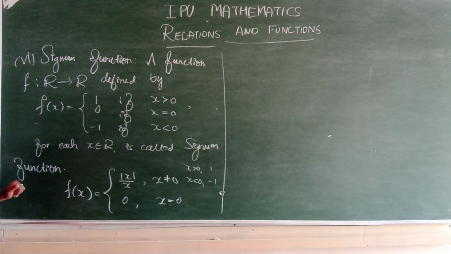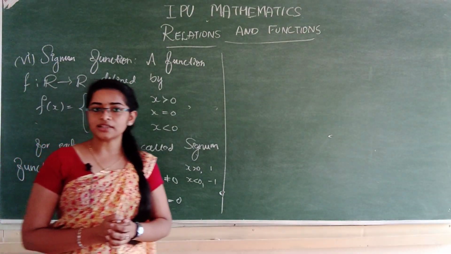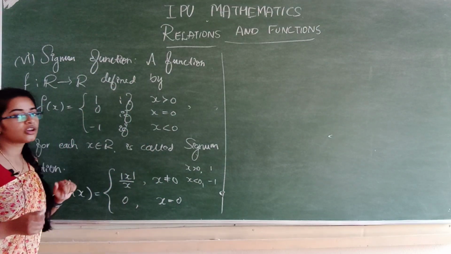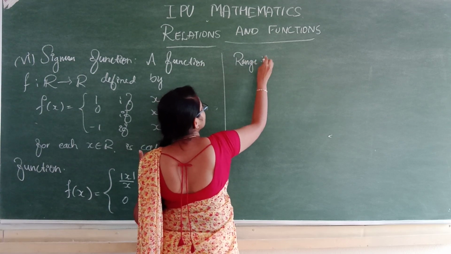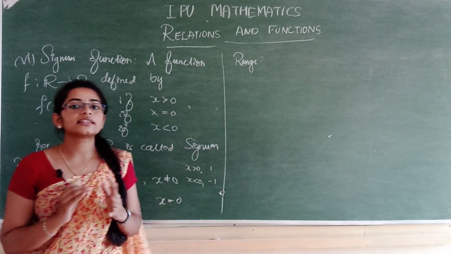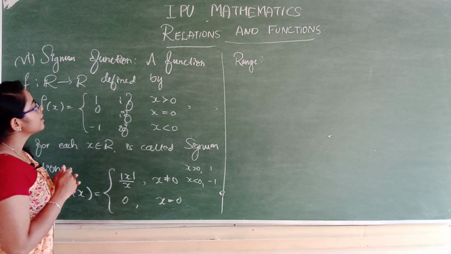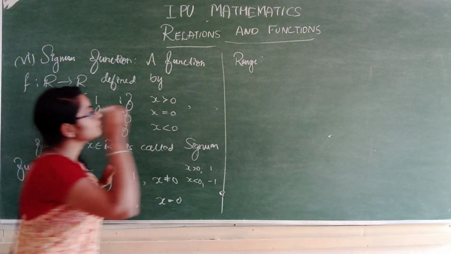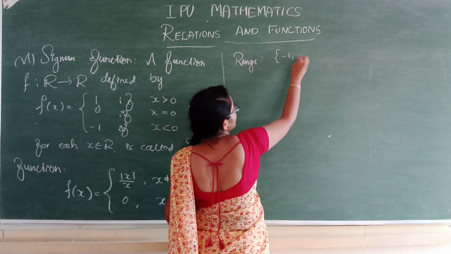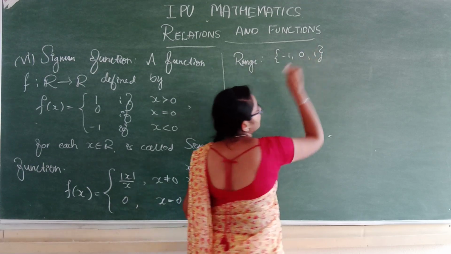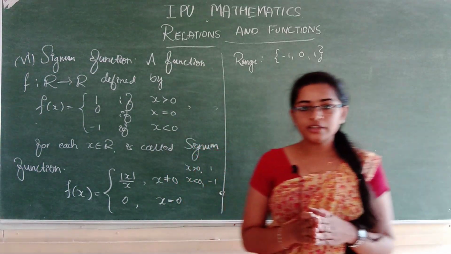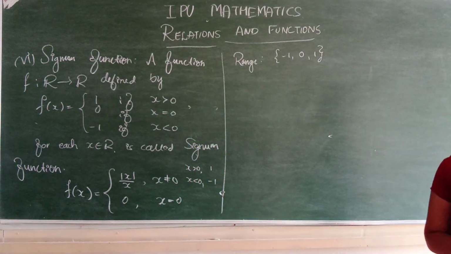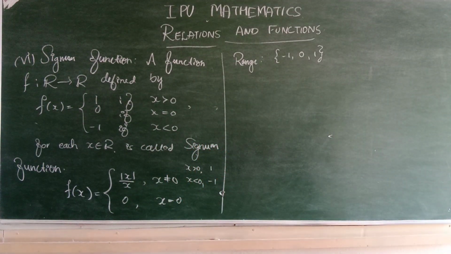What is the domain? Domain is obviously the set of all real numbers R. What is the range? By looking at the definition itself, you can easily say what the range of the function is. Range of the function is a set consisting of minus 1, 0 and 1. This is the range of the signum function. So I think you are clear with this. Now we are going to draw the graph of the signum function. How would the graph be?